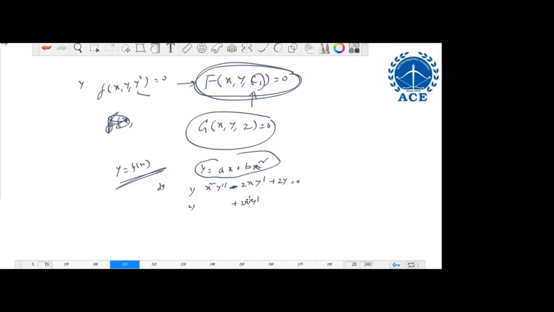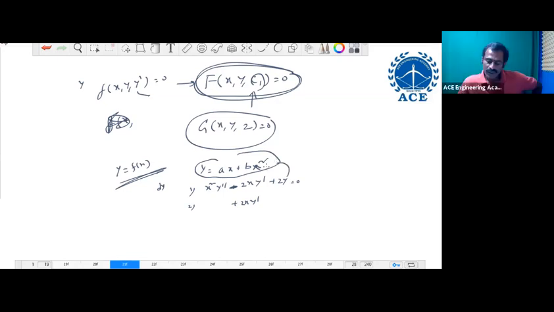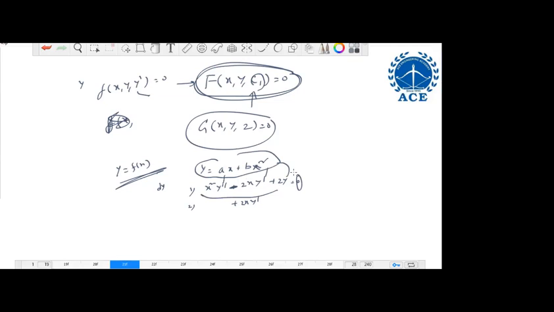You do one thing. Substitute y, y dash, y double dash, and check whether the LHS part is equal to the RHS part or not. That is the best thing. Got it? Yes, sir. So there is one more question.